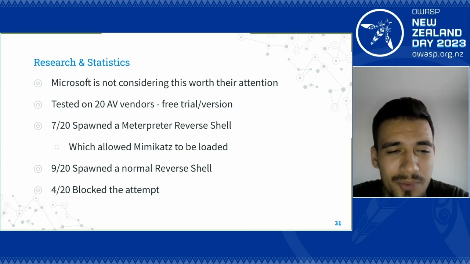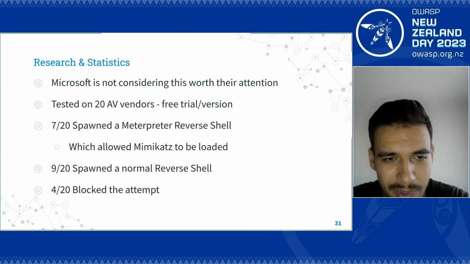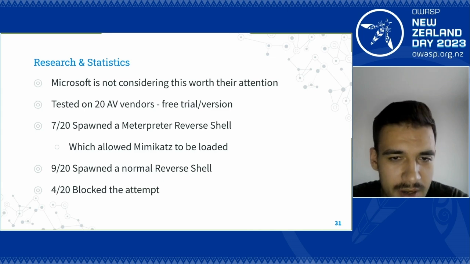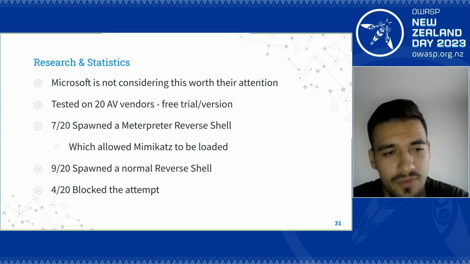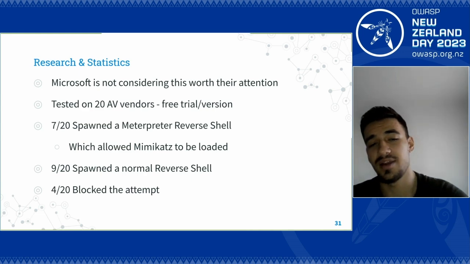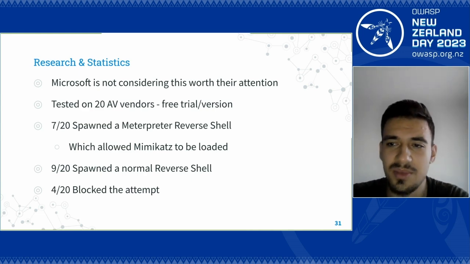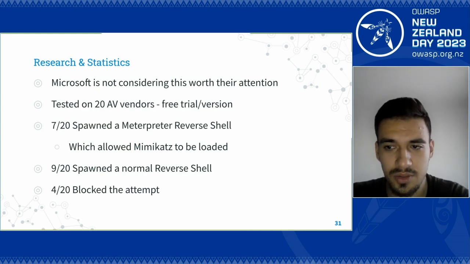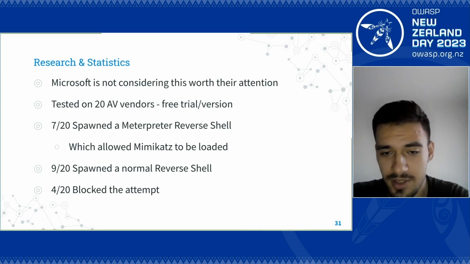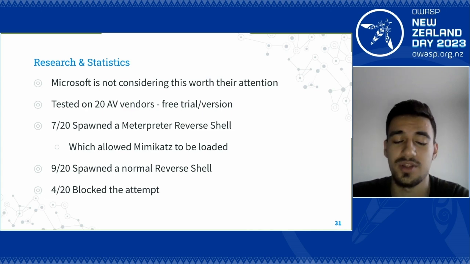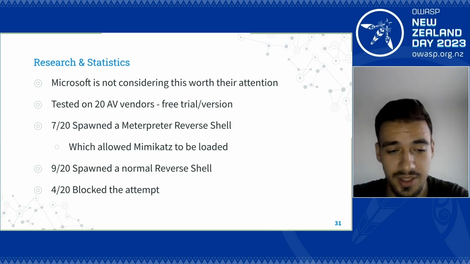Basically it was tested on 20 antivirus vendors, free trials and free versions. 7 from 20 spawned directly a Meterpreter reverse shell with Mimikatz allowed to be loaded into the memory. 9 from 20 spawned a normal reverse shell, and 4 from 20 blocked totally the attempt.